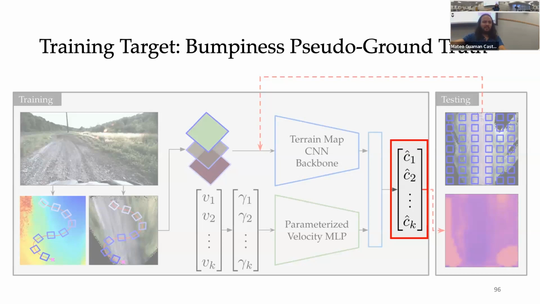But now we need a training target. This is perhaps the trickiest part because there is no ground truth. The best we can do is have some score that you hope will be able to serve as ground truth. And so we call this a bumpiness pseudo ground truth.